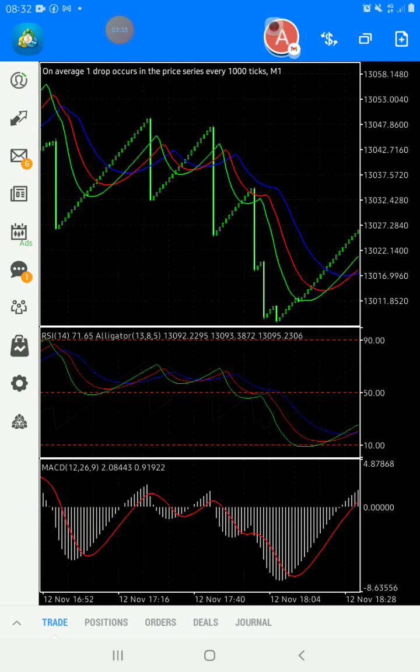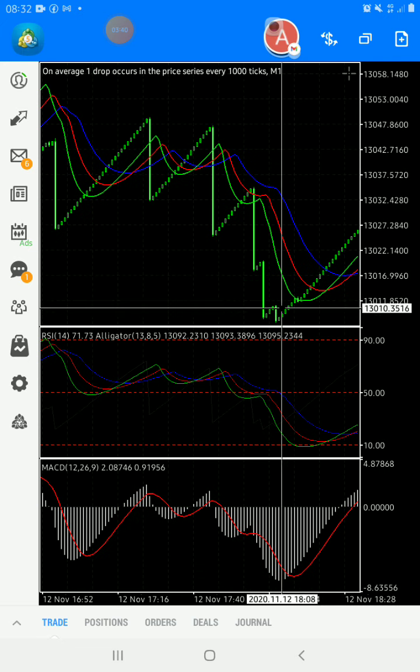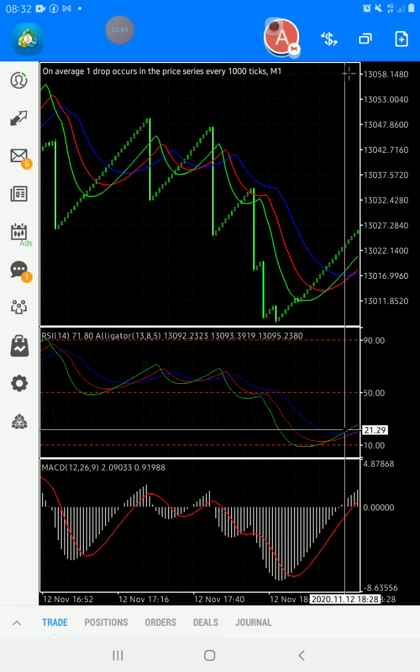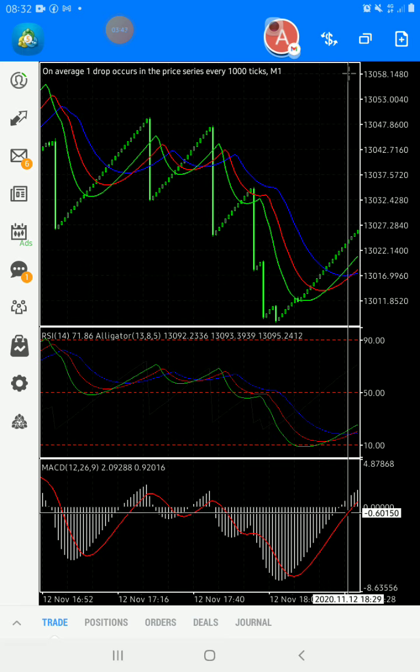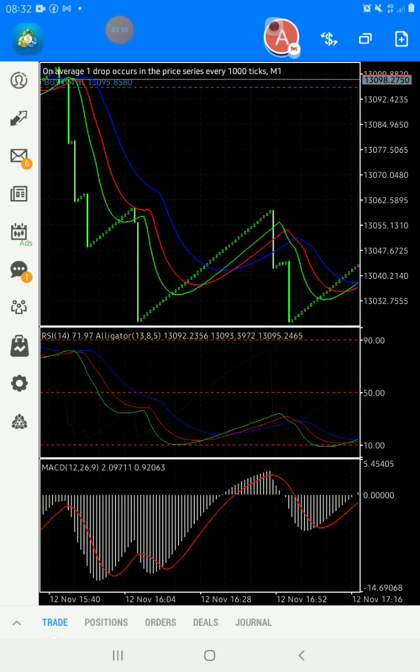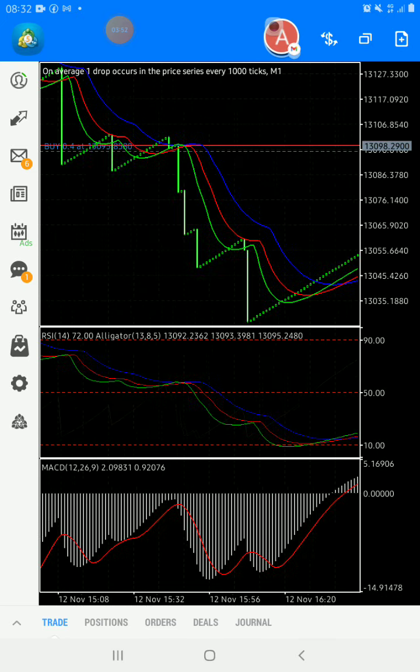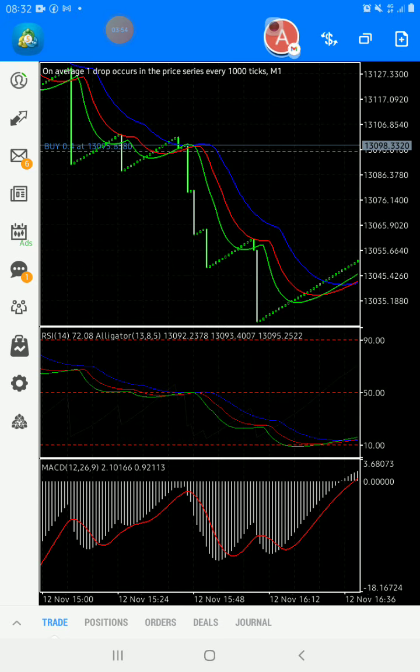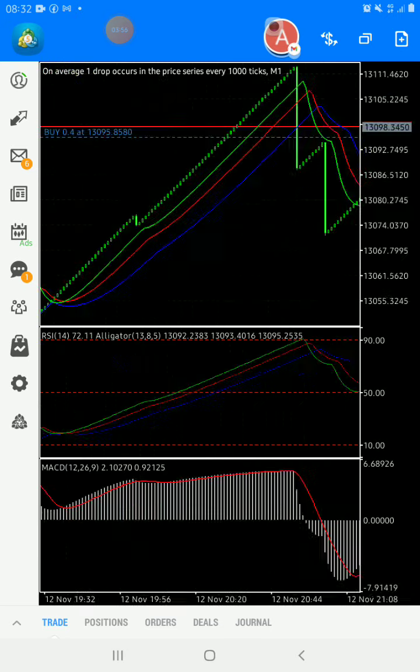There was another perfect example here. Crossover on the main chart, alligator, crossover in indicator window 1, then crossover on the MACD, 10 pips. So if you wait for that condition to occur, you will definitely make money.